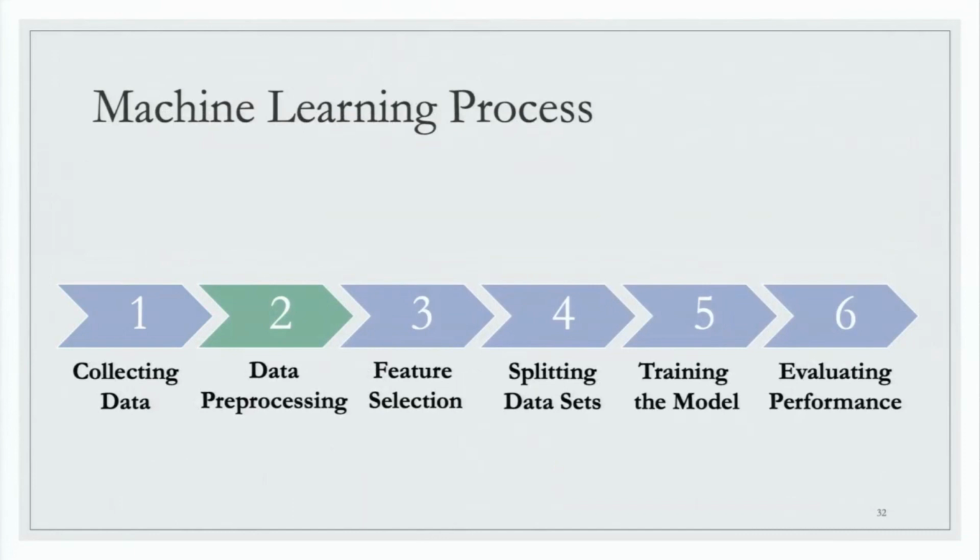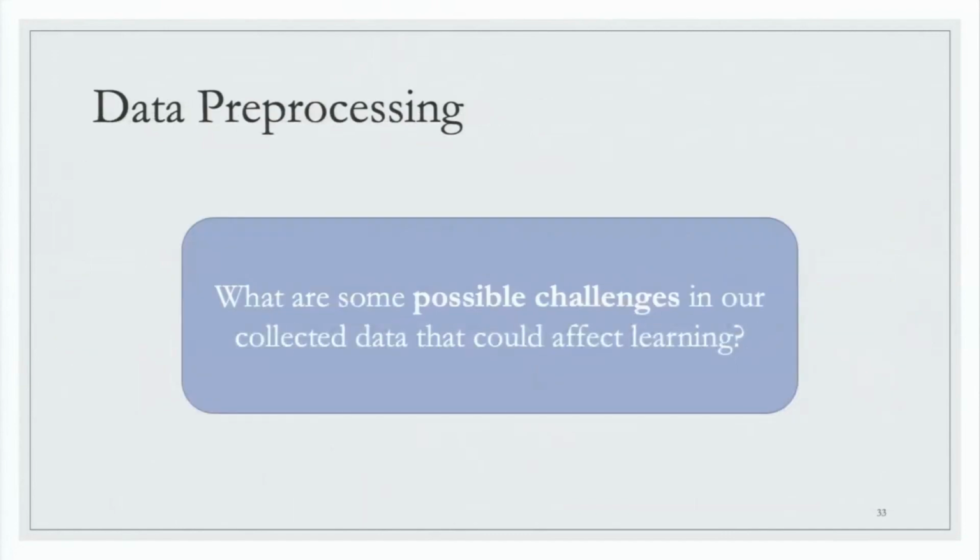So what are some common data preprocessing steps? I guess first, let's talk with a neighbor to kind of get back in the groove of things. What are some possible challenges? So we have a whole bunch of data we collected. What might make it difficult to feed into machine learning? What are some problems that could arise that we need to handle to get it ready for analysis in the first place? Think for a minute, and then talk with a neighbor, and then we'll come back together.